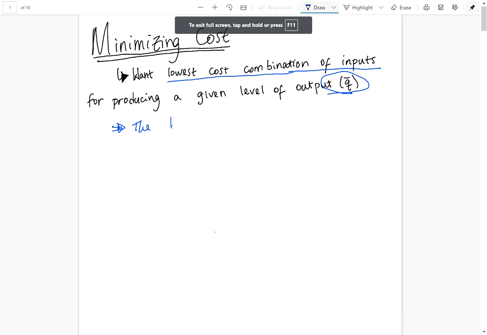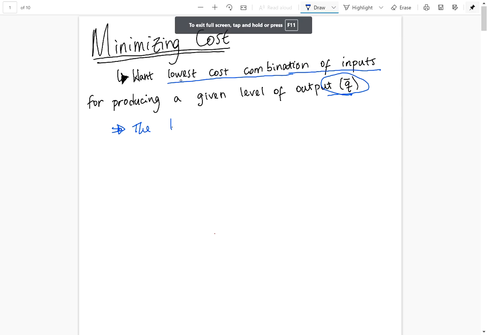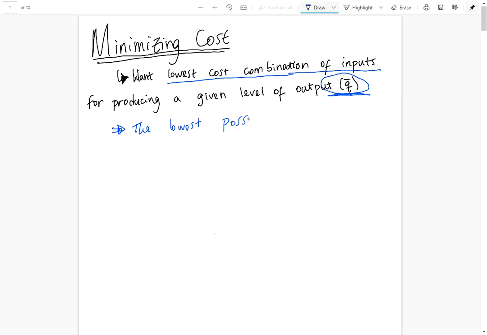All right, so in this video, we're going to talk about minimizing cost. That is, we want the lowest cost combination of inputs for producing a given level of output Q bar. So we're looking for the lowest possible isocost line. Remember, the lower you go, the less the cost. So the lowest possible isocost line that touches the isoquant curve.